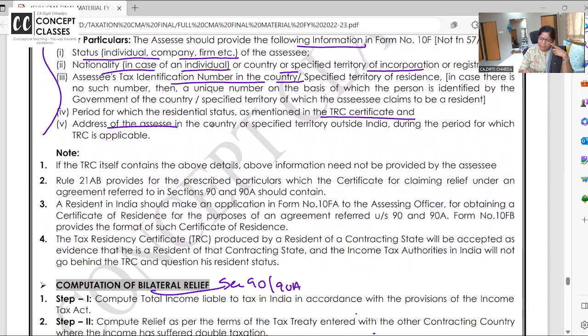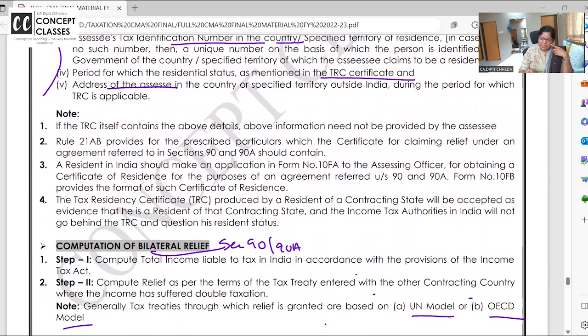Rule 21AB provides for prescribed particulars for claiming the relief. A resident in India should make an application in Form 10FA for obtaining the residence certificate to get a relief. If you want a relief under 90/90A and all, you have to fill up these forms. A tax residence certificate produced by a resident of the contracting state will be accepted as evidence that he is a resident, and the income tax authority will not question beyond this.